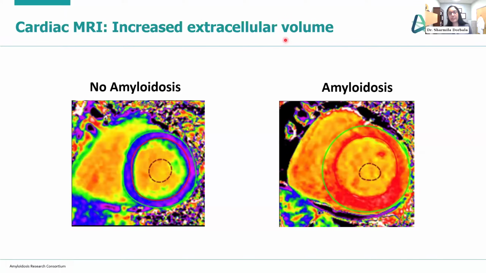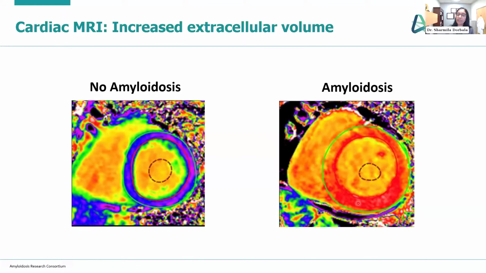The other tissue characterization is called extracellular volume. So what MRI can provide is a measure of the space between the heart muscle cells. So in a heart where there's no amyloid, you can see that the extracellular space, shown in color, is normal here. Extracellular volume is normal in this color code. In a heart where there's amyloid infiltration, this extracellular volume is expanded. This is increased, okay? You can also see the wall thickness is increased. This diffuse increase in extracellular volume is characteristic of amyloidosis, and it can be quantified.